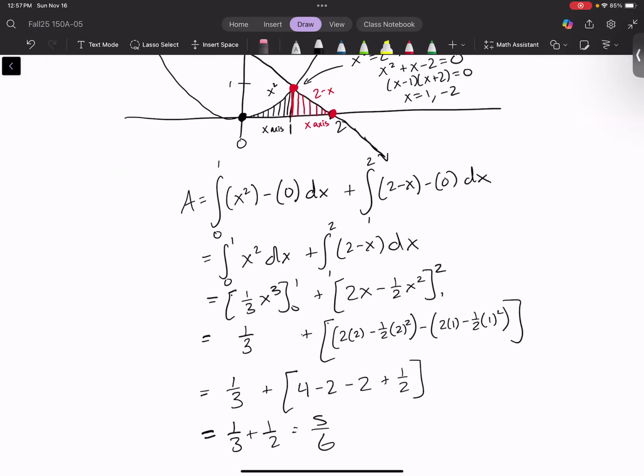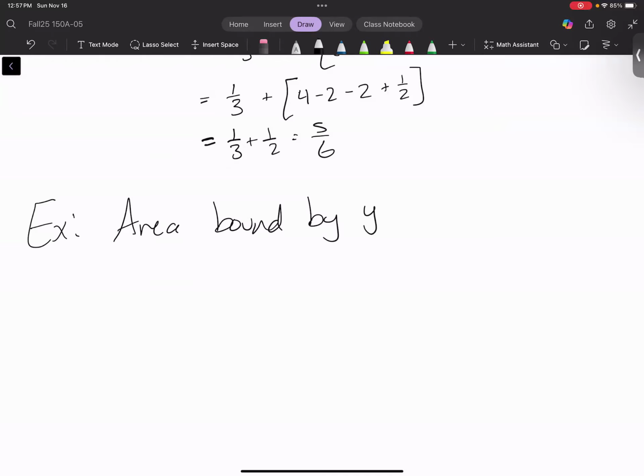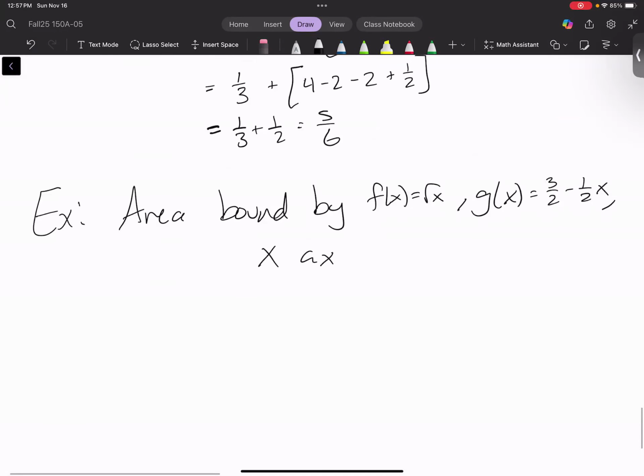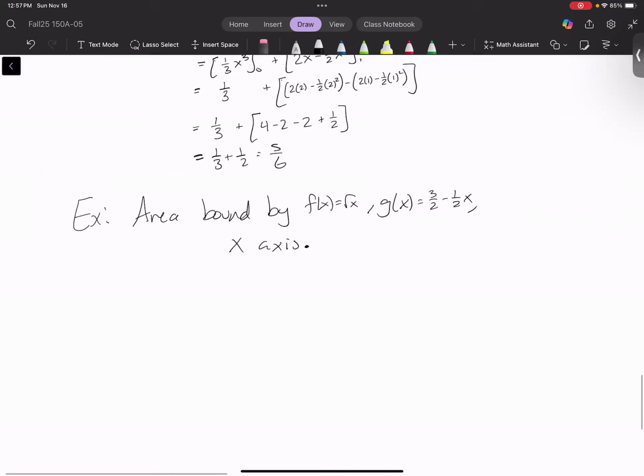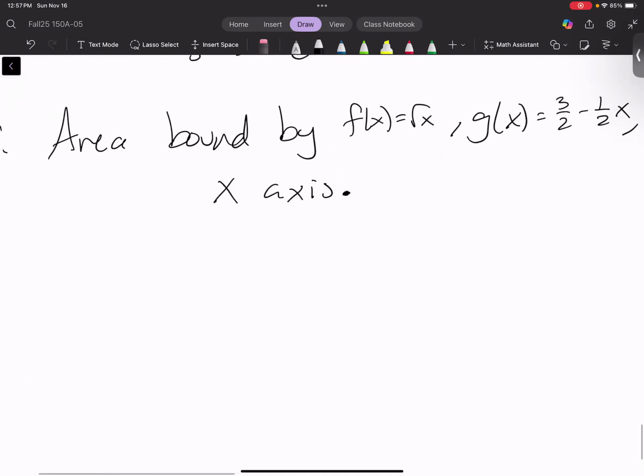Alrighty. So let me get you guys to try another one. Area bound by, let me just do f of x actually. F of x equals root x. G of x equals 3 halves minus a half x. And the x-axis. Okay, so go ahead and pause here. I'll put this back on the board so you can really see everything happening. Pause here, draw the picture, find your top and bottom functions, find your intersection points, set up your integrals, and then evaluate your integrals.